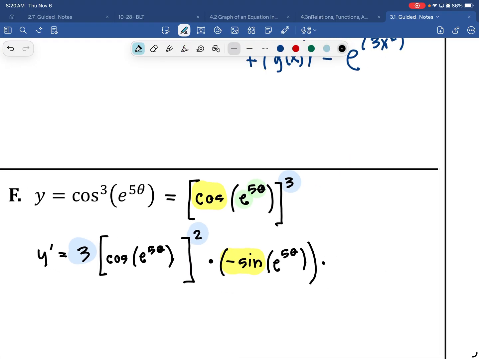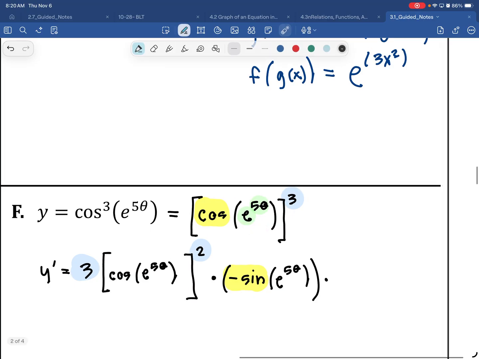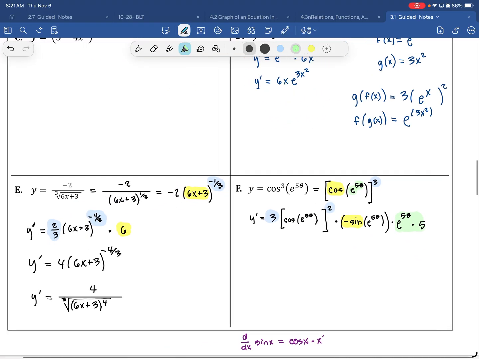And then I'm going in another layer. Now I'm going to do the derivative of e to the 5 theta. Well, the derivative of e is itself times the derivative of the exponent. It doesn't matter how complicated the problems get. Chain rule allows you to do the derivative of nearly anything. Nearly anything.